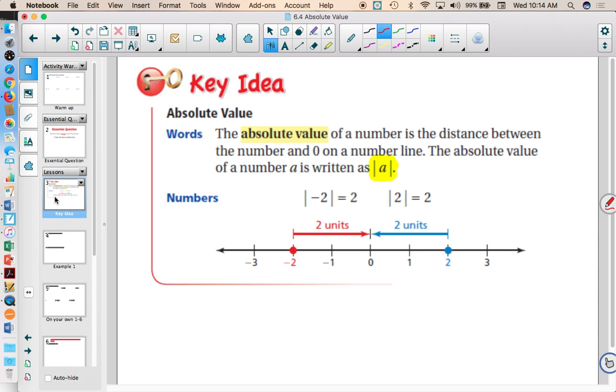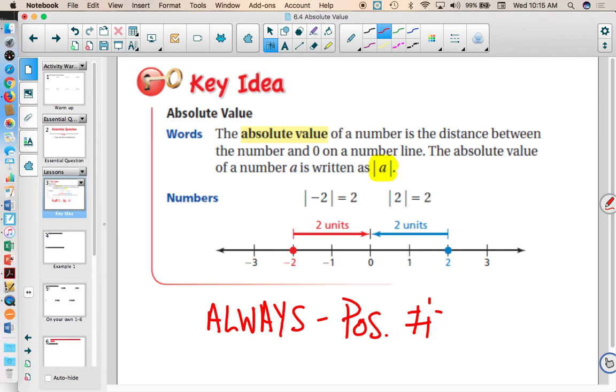We're talking about the negative 2 here is 2 units from 0. So is the positive 2. The absolute value will always be what kind of a number? Always positive. Always a positive number. The absolute value of any number is a positive number. It's nothing more than the distance from 0 or the point of origin.